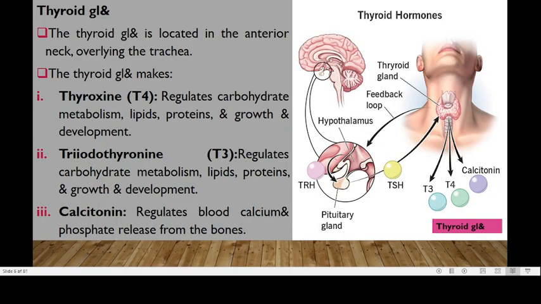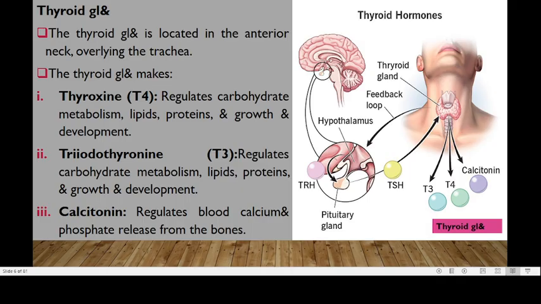One of the most common glands that is affected is the thyroid gland. Thyroid gland is located in the anterior neck, overlying the trachea. The thyroid gland makes several hormones. We have what we refer to as the metabolic hormones, the T4, T3. T4 is the thyroxine hormone, which regulates carbohydrate metabolism, lipids, proteins, growth, and development. T3 is the triiodothyronine. It regulates carbohydrate metabolism, lipids, proteins, growth, and development.